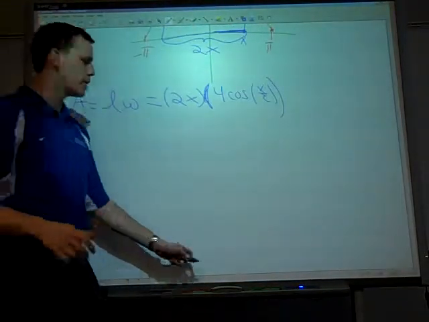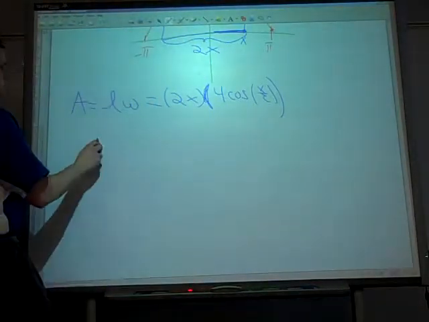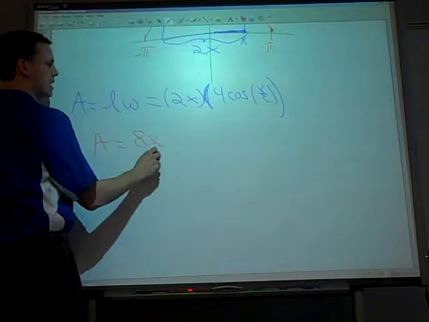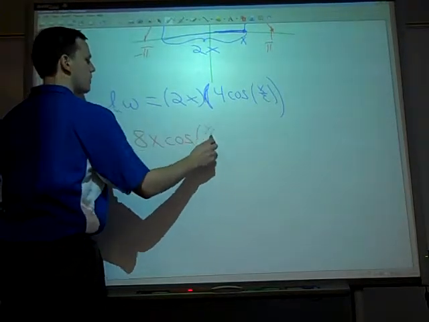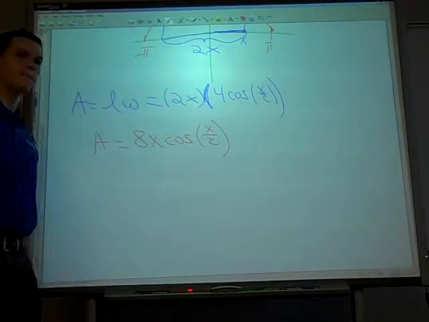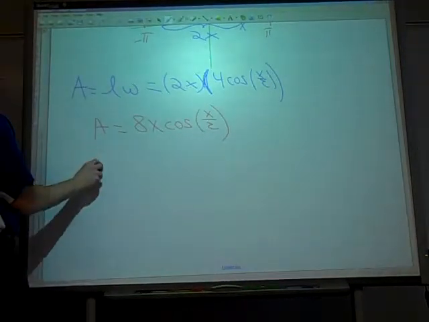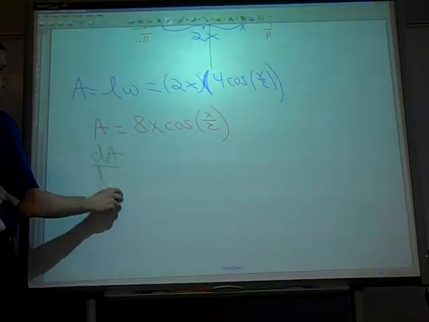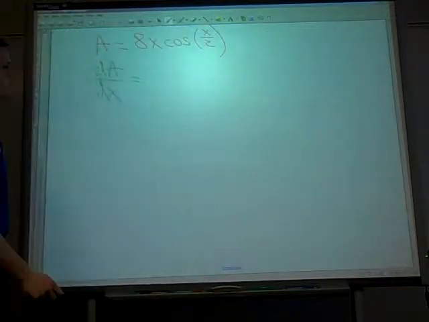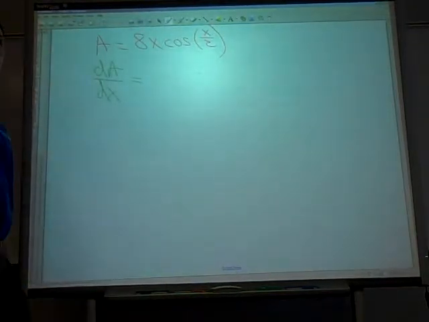Alright, so we've got our equation in terms of x. Let's simplify it a little bit. So that's going to be 8x times the cosine of x over 2. And now what do we do? Take the derivative with respect to what? X. So dA/dx. What rule will we need to use when you take this derivative? Product and chain rule.